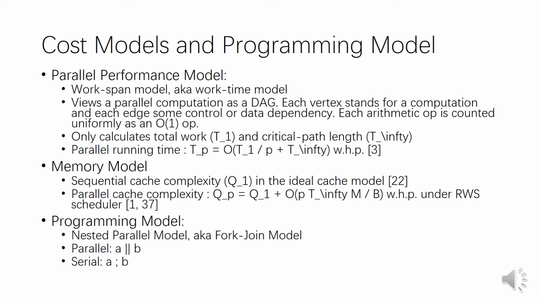Our programming model is a nested parallel model, also known as fork-join model. It has only 2 parallel constructs. One is parallel, the other is serial. The parallel is denoted by A parallel B, meaning A and B have no dependency on each other and can be fully parallelized. The serial means A semicolon B, meaning B depends on A, so B cannot start until A has fully finished.